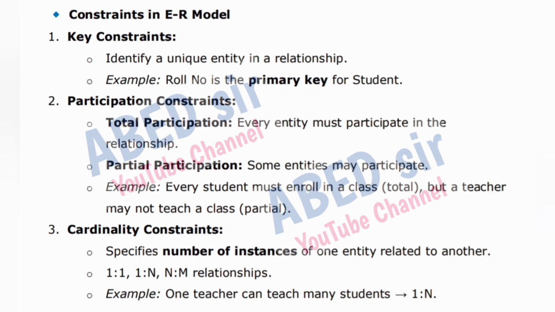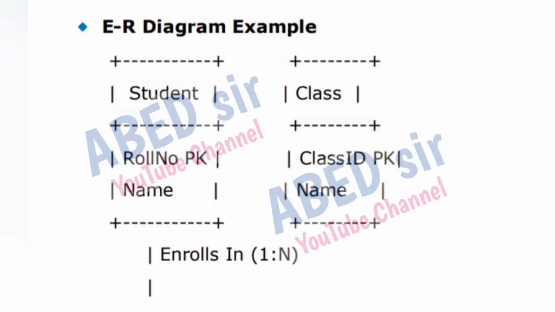3. Cardinality constraints. Specifies number of instances of one entity related to another. 1 to 1, 1 to n, m to n relationships. Example, one teacher can teach many students, 1 to n. Diagram example. Student, class. Roll no PK, class ID PK. Name. Enrolls in 1 to n.